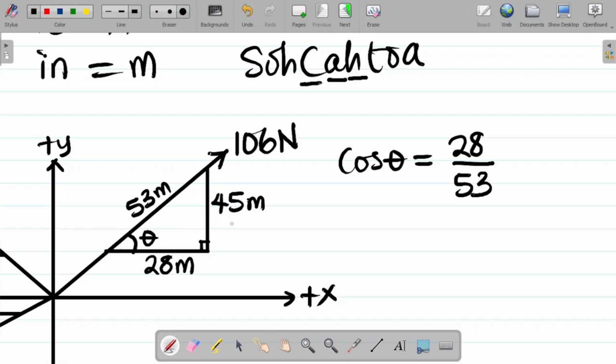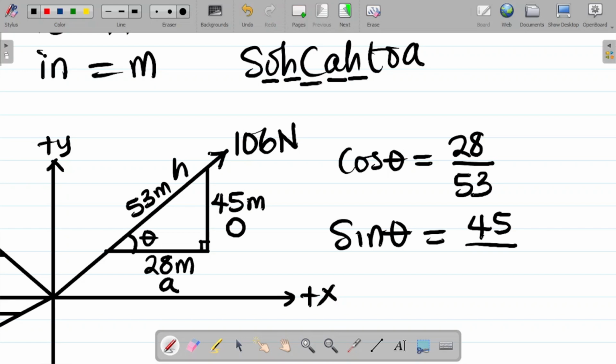By the way, this is the opposite, O. This is the adjacent, A. This is the hypotenuse, H. So cos theta becomes adjacent, which is 28, all over hypotenuse, which is 53. Also, sine of theta will be equal to opposite over hypotenuse. Opposite is 45 meters, so that becomes 45 over hypotenuse, 53 meters. So we've gotten cos theta and sin theta for the 106 Newton.